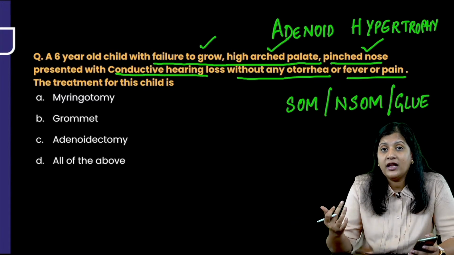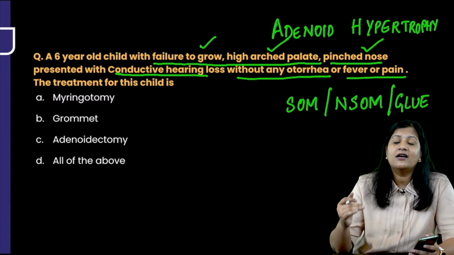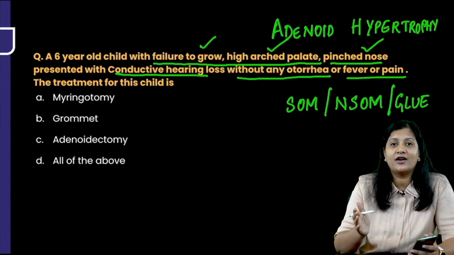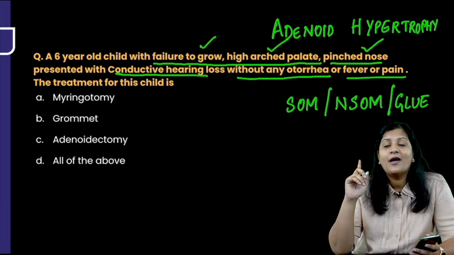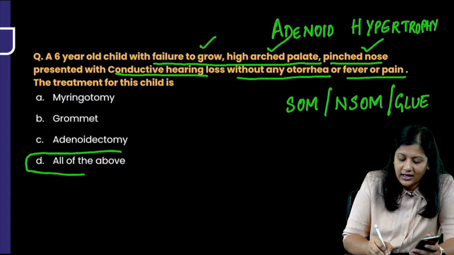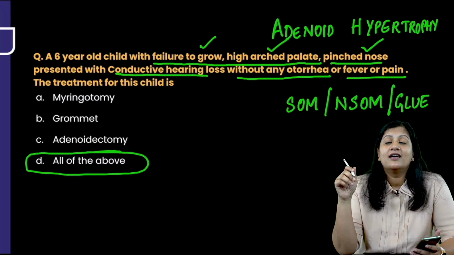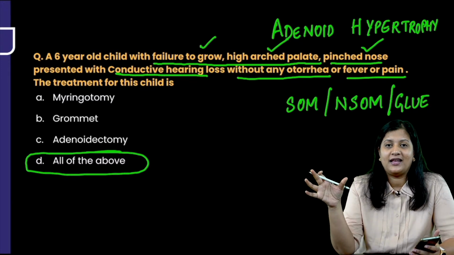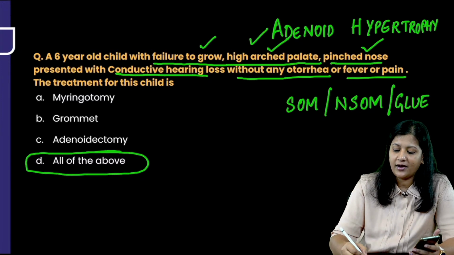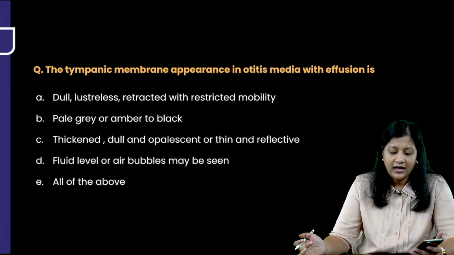But if it is a chronic condition, because we are talking about failure to grow, we know it's not acute, it's a chronic condition. Here the treatment will be to treat the cause first. What is the cause? Adenoid hypertrophy, so adenoidectomy. And while you're doing adenoidectomy, you will also have to treat the hearing loss by doing a myringotomy and grommet. So the treatment will be all of the above. So myringotomy, grommet, and treat the cause by doing an adenoidectomy. All three together will constitute the treatment of a child who is having adenoid hypertrophy along with serous otitis media. Okay. Now let's go to the next one.